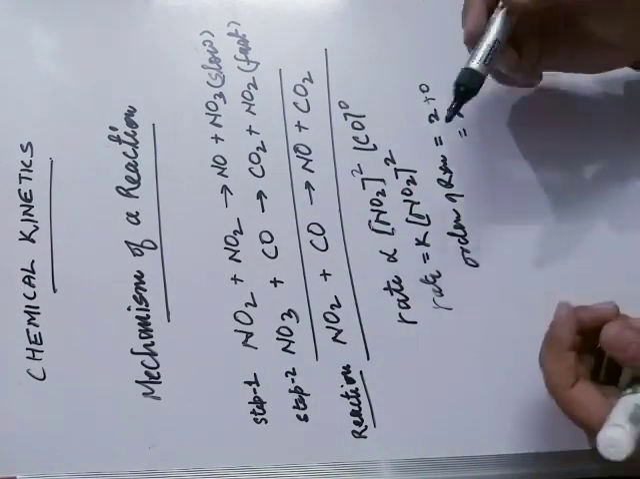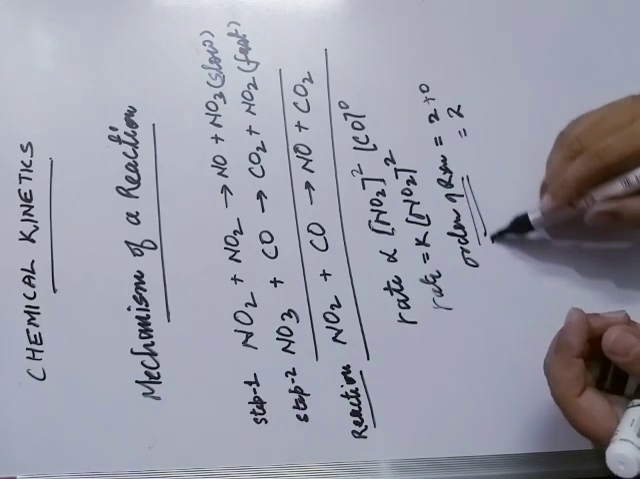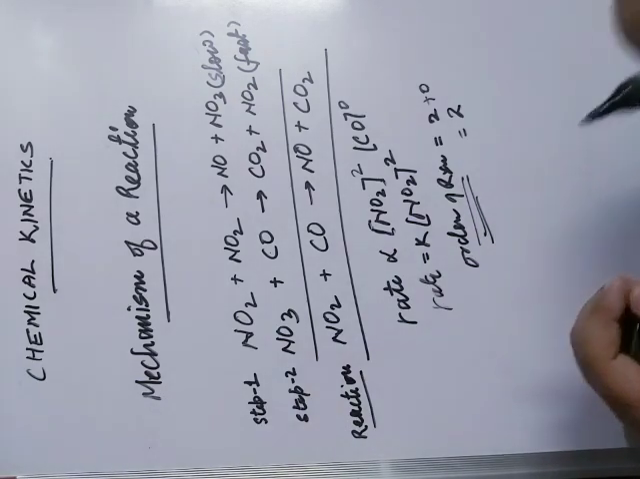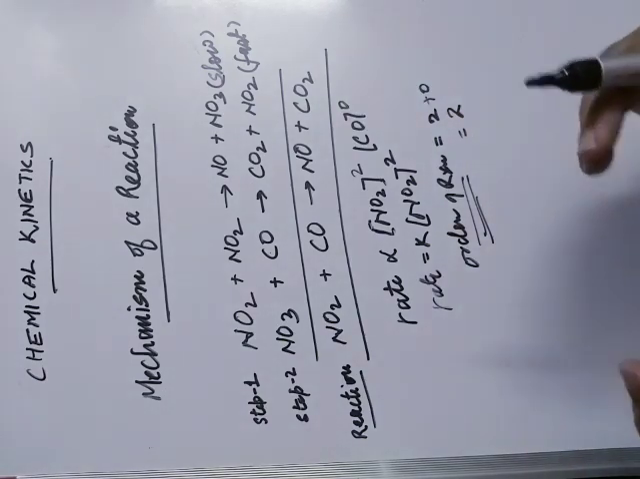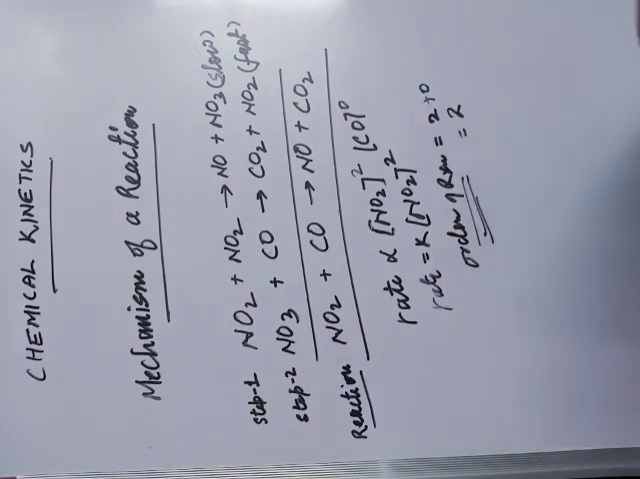So with the help of the mechanism, we can also calculate the order of reaction if we know the slow and fast steps. On that basis we can calculate the order of reaction. Right? Now take a screenshot of this also.